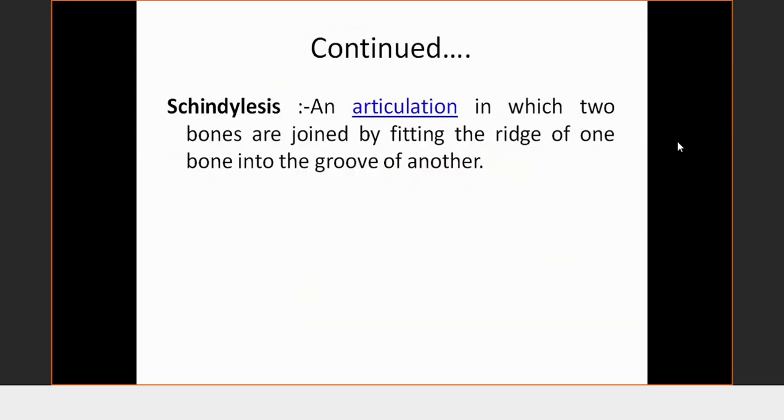Then the next, as for syndhylasis, I have told you, it is an articulation in which bones are joined by fitting the ridge of one bone into the groove of another. Example is the vomer. The vomer is receiving the rostrum of the sphenoid.